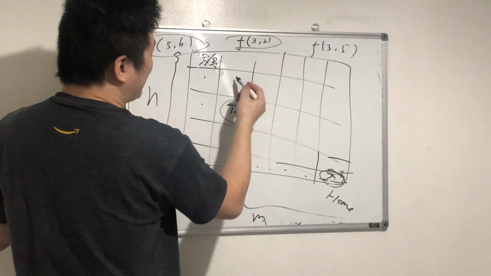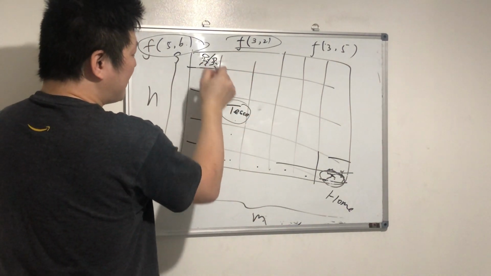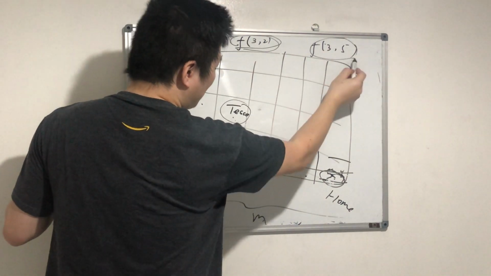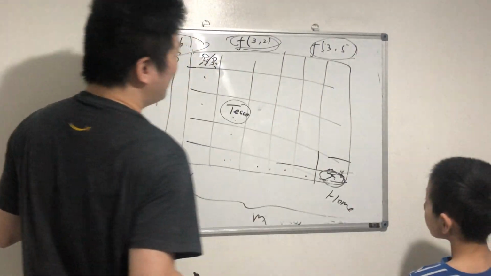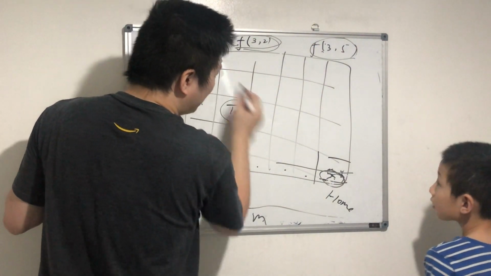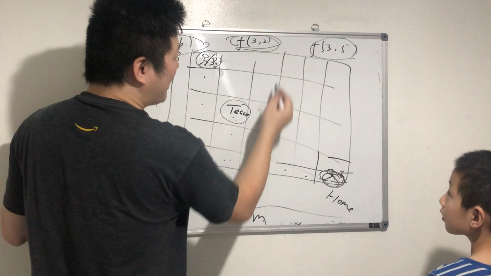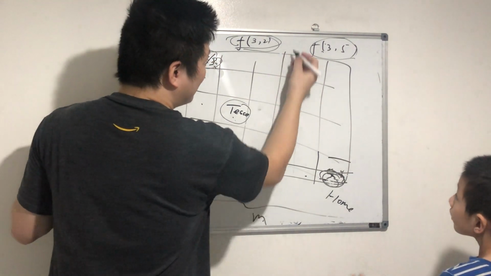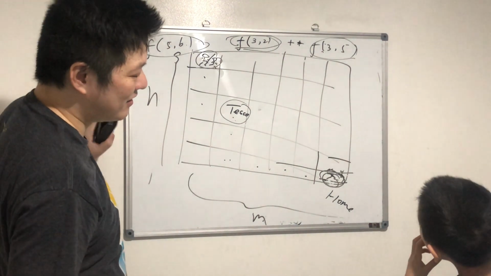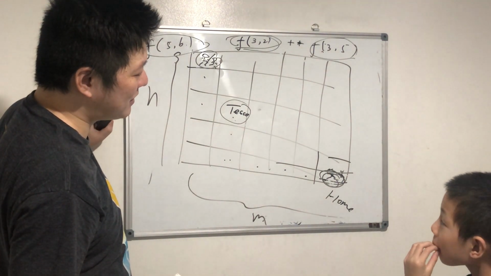Okay, so I have 2 numbers. The number of ways from here to Tesco is F(3, 2). The number from Tesco to home is F(3, 5). So what should I do? How many ways from here to here? What should I do with these 2 numbers? Should we add them or times them? You pick one.